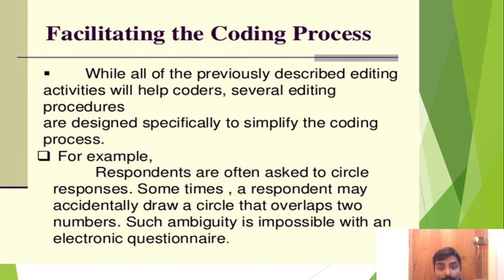Such ambiguity is impossible with an electronic questionnaire. These days, most of the research is undertaken through e-transactions or e-questionnaires. So there is less ambiguity. It is impossible to have two circles, because as and when you circle, it automatically says yes, it's finished. So there is no scope for further ambiguity.